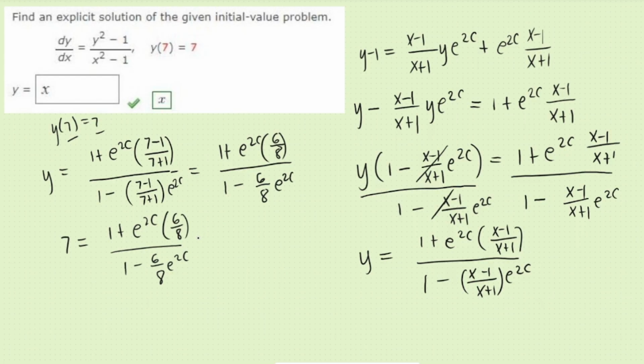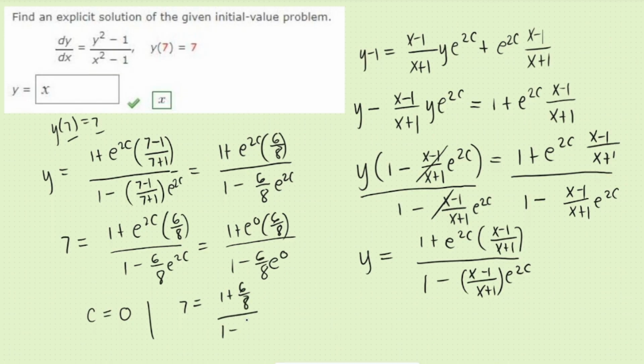So again, we will solve for the value of c. What if we assign c is equal to 0? We just assign it directly. 1 plus e to the 0 times 6 over 8, all over 1 minus 6 over 8 e to the 0. So that's just 1, right? So 7 is equal to 1 plus 6 over 8 all over 1 minus 6 over 8. So is it 7?